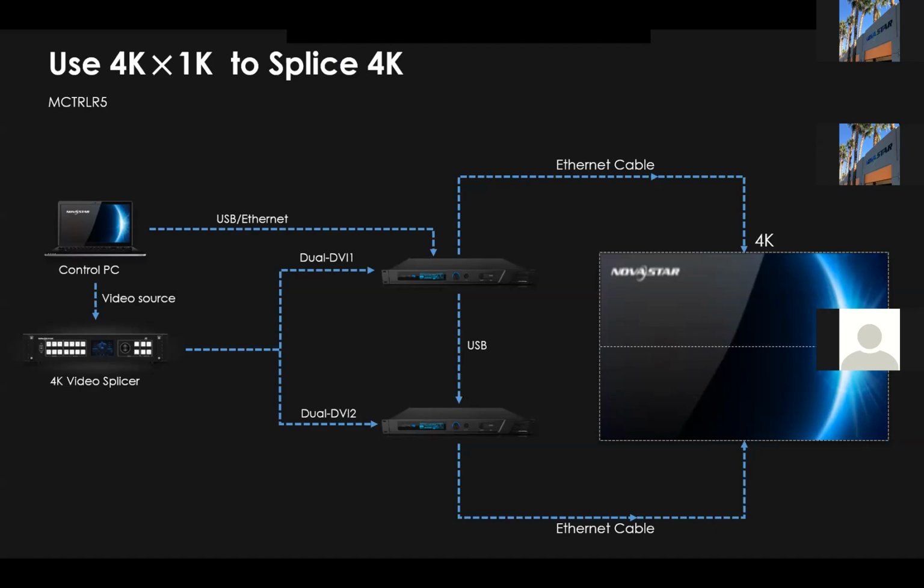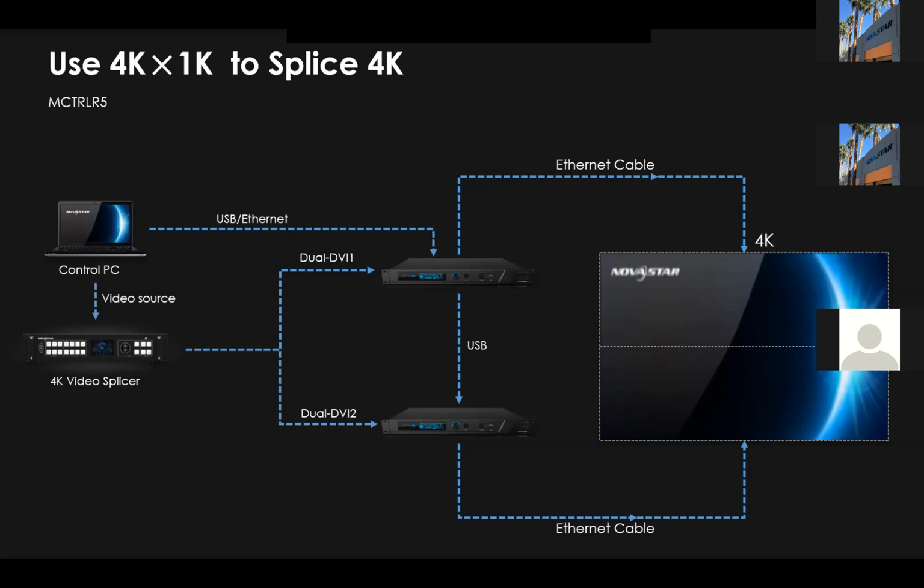All right, as the instructor shows here, we have the control PC, which gives the video source to the 4K video splicer, and you get two dual link DVI outputs to different M Control R5. This is a way to make it by using 4K by 1K.